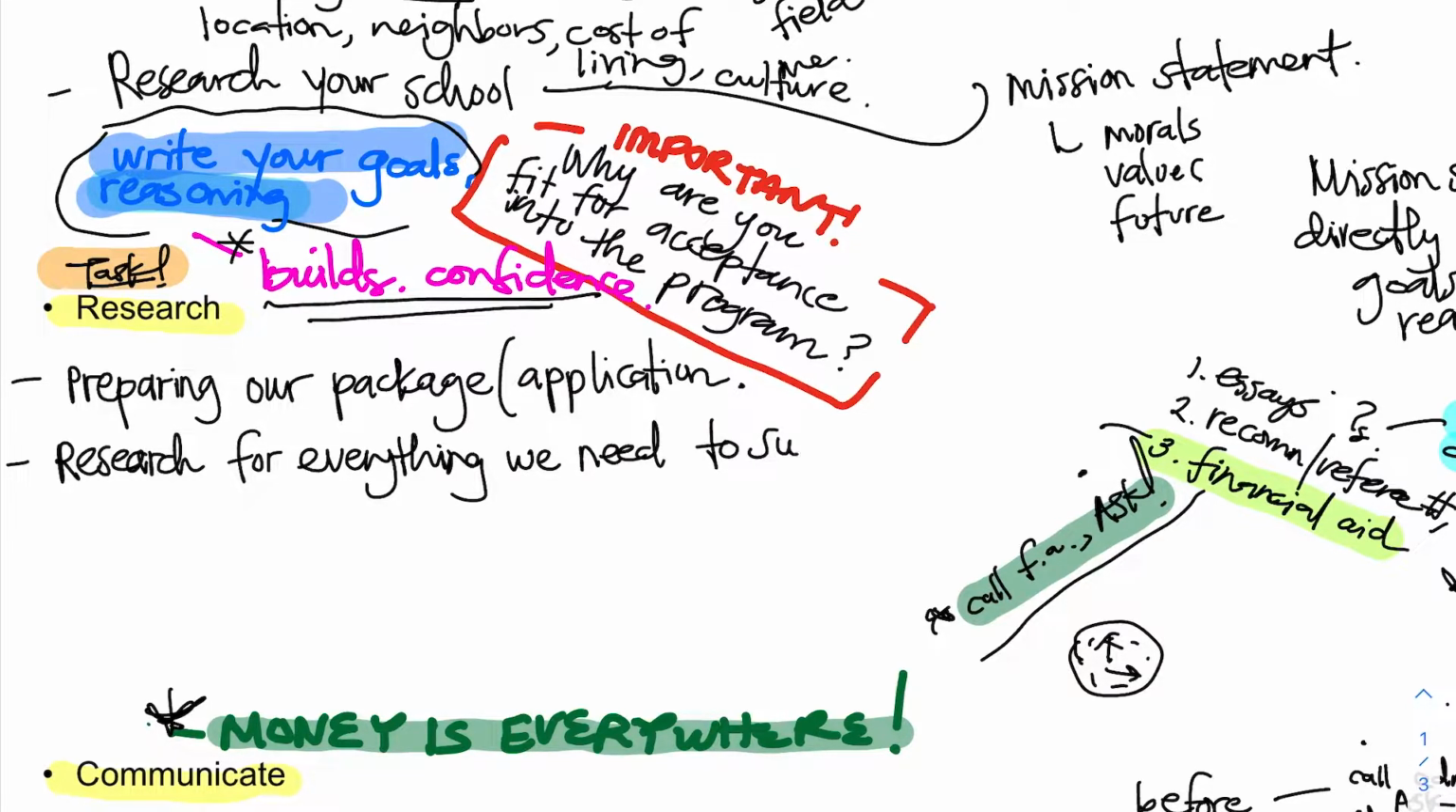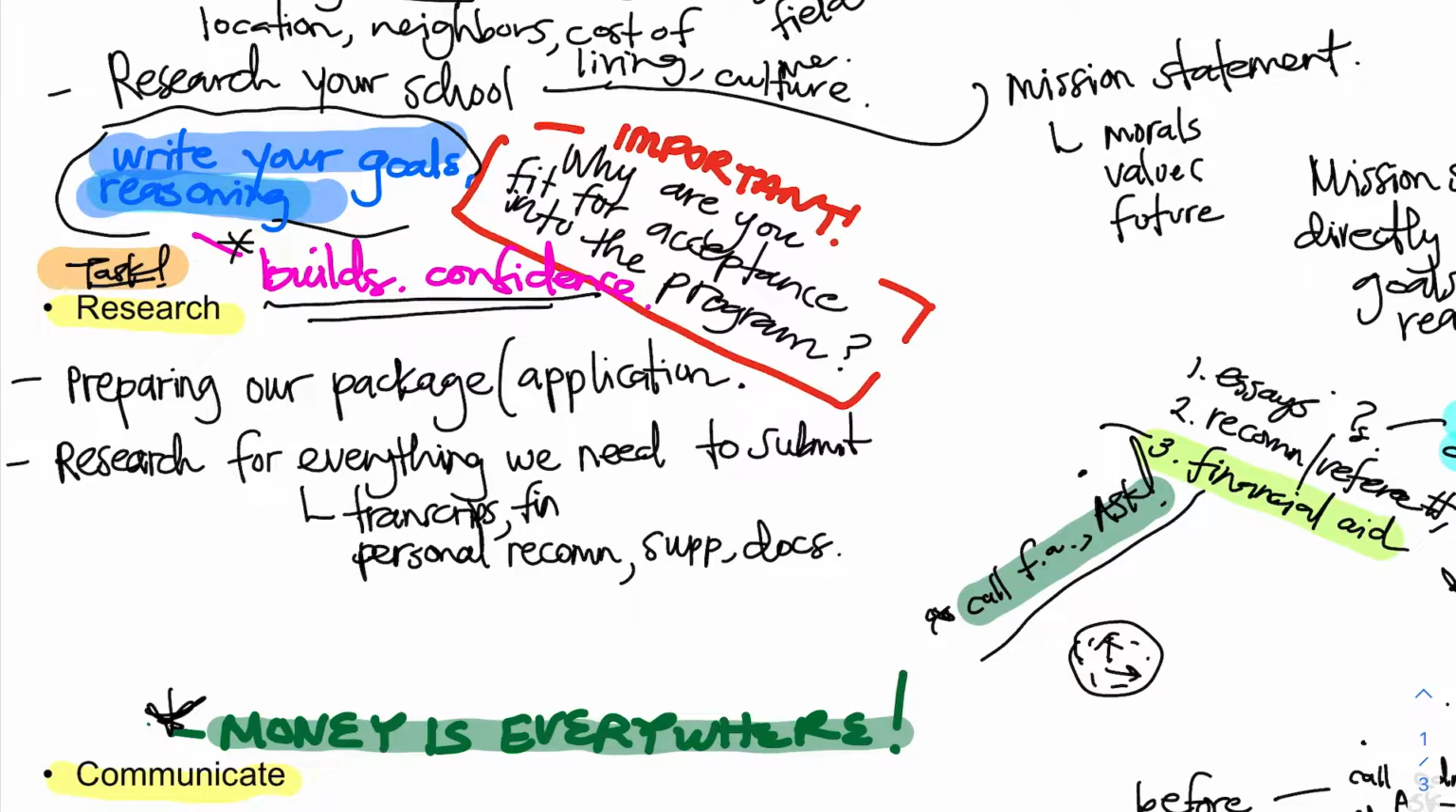And that's going to mean our transcripts, any supporting documents, personal recommendations, anything that they might need in your package. This is the time that we're going to be getting it. Also to include our financial aid. What does our money look like?